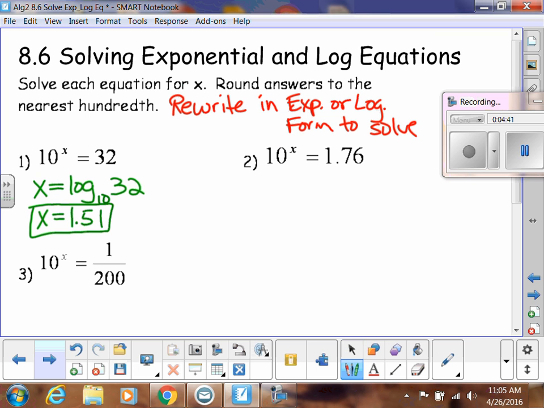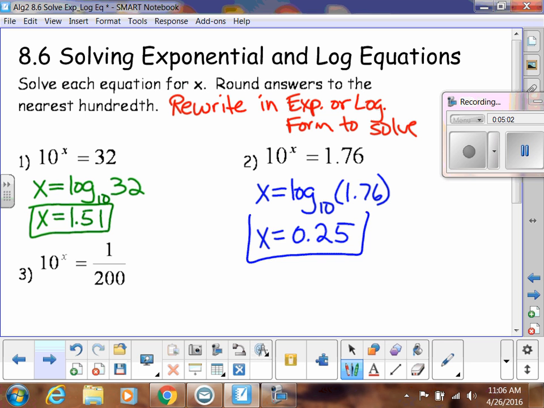Okay, so do the same thing here. I cannot do this in the calculator, so I need to switch it into log form. So x is the exponent, which is equal to log base 10 of 1.76. So you're typing that into your calculator, and you get 0.25 if you round to the nearest hundredth. And then over here, same thing. x equals log base 10 of 1 over 200. So if we do log of 1 divided by 200, that gives me negative 2.30.